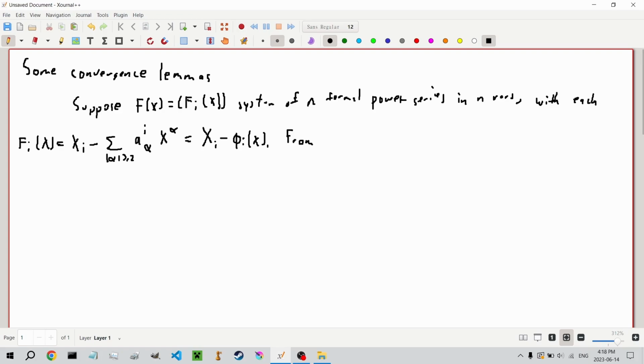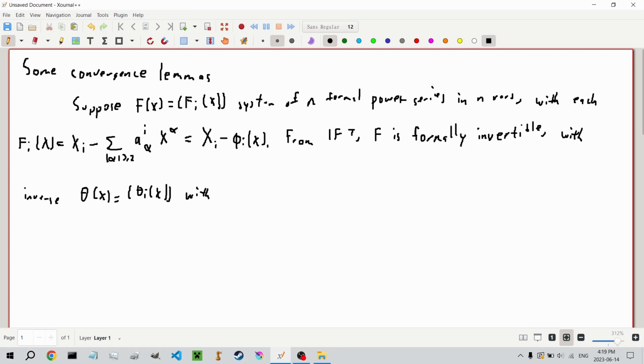And we've seen from a proof of the inverse function theorem, f is formally invertible with inverse theta of x, of course, being our collection of theta_i of x, with each theta_i having the form theta_i of x being equal to x_i plus the sum over beta having size at least 2 of b sub beta to the i times x to the beta, being x_i plus c_i of x.